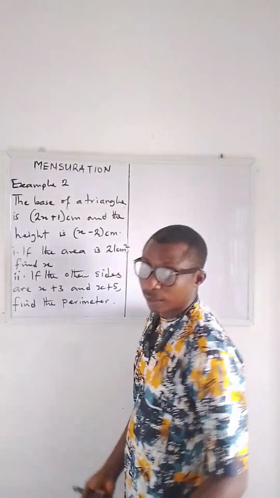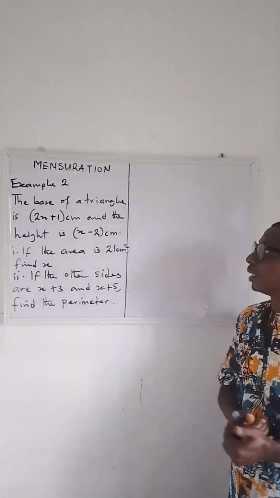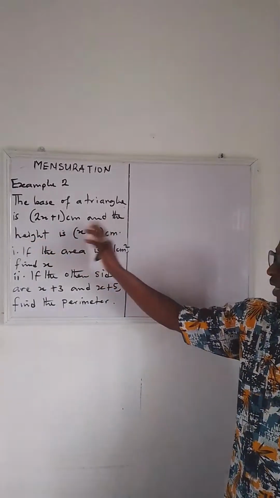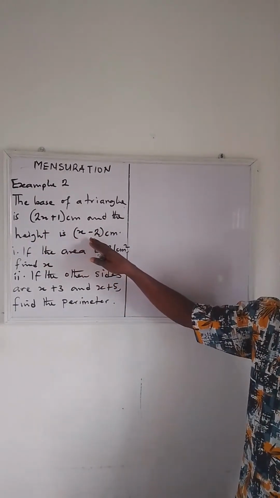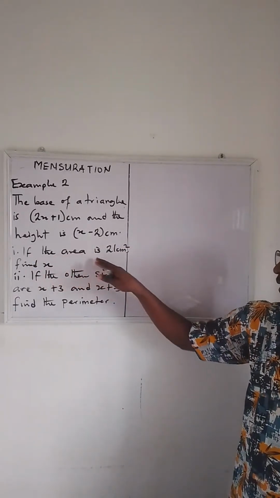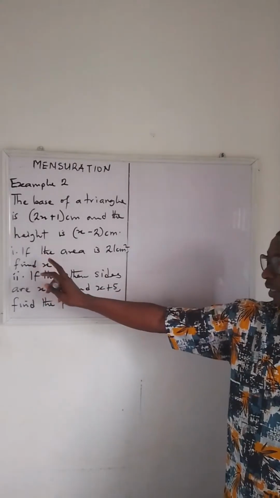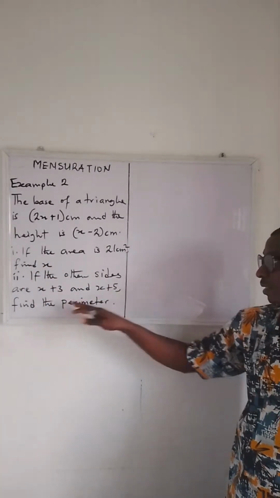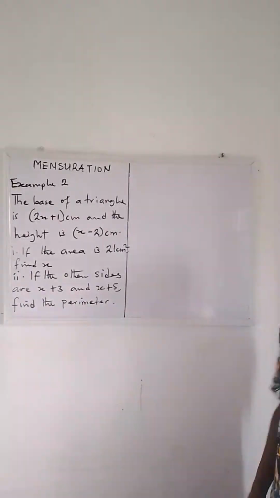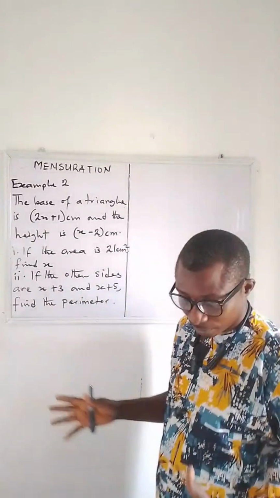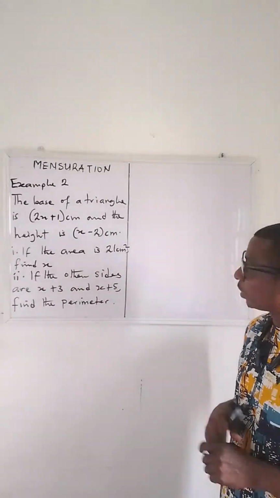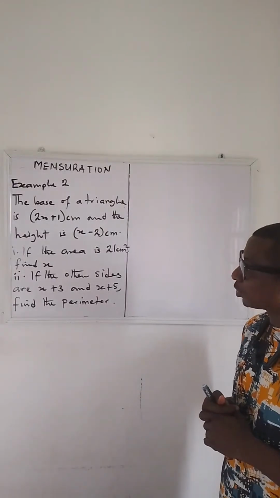Okay, now can we see this question? Now the base of a triangle is 2x plus 1 centimeter, and the height is x minus 2 in centimeter. If the area is 21 centimeter square, you have to find x. If the other sides are x plus 3 and x plus 5, you have to find the perimeter. So I want to believe we understand the concept of this question. So now let us go ahead and solve the problem.